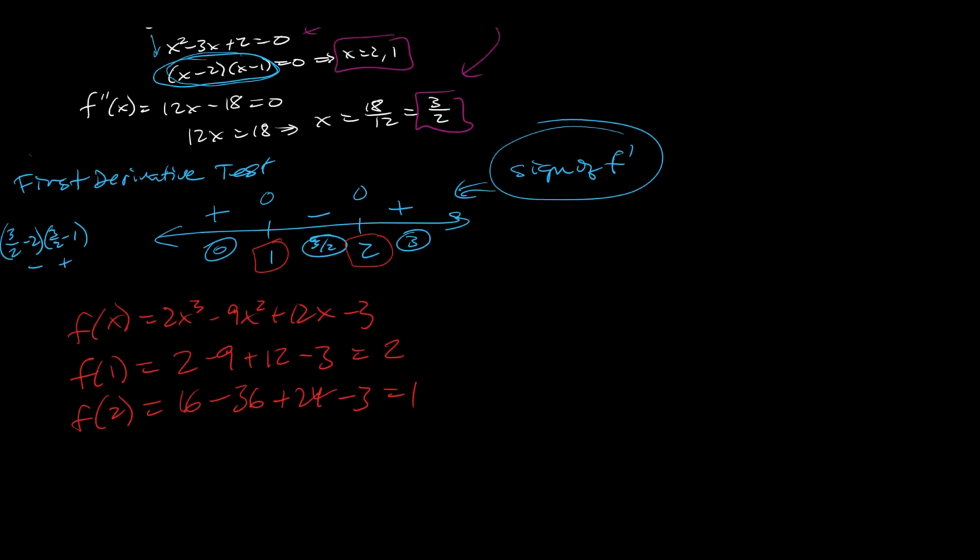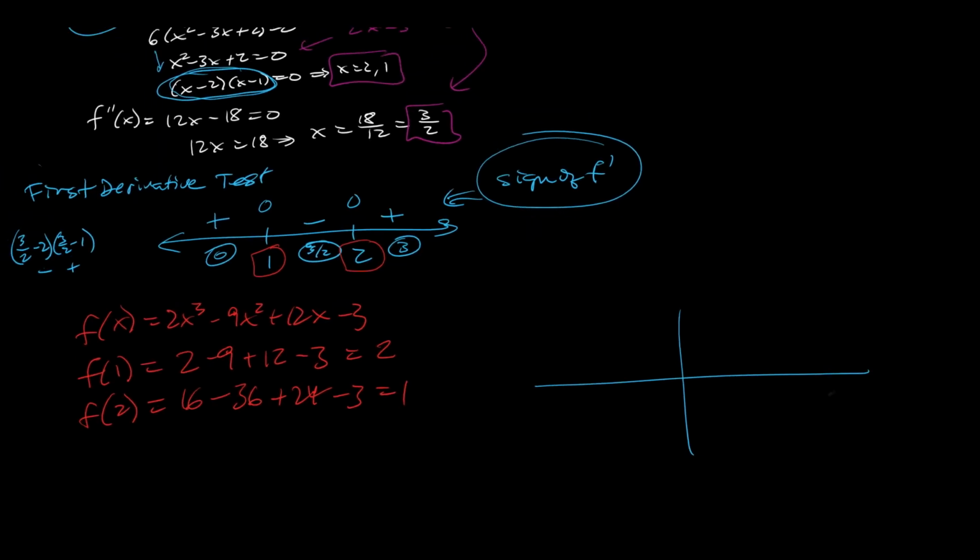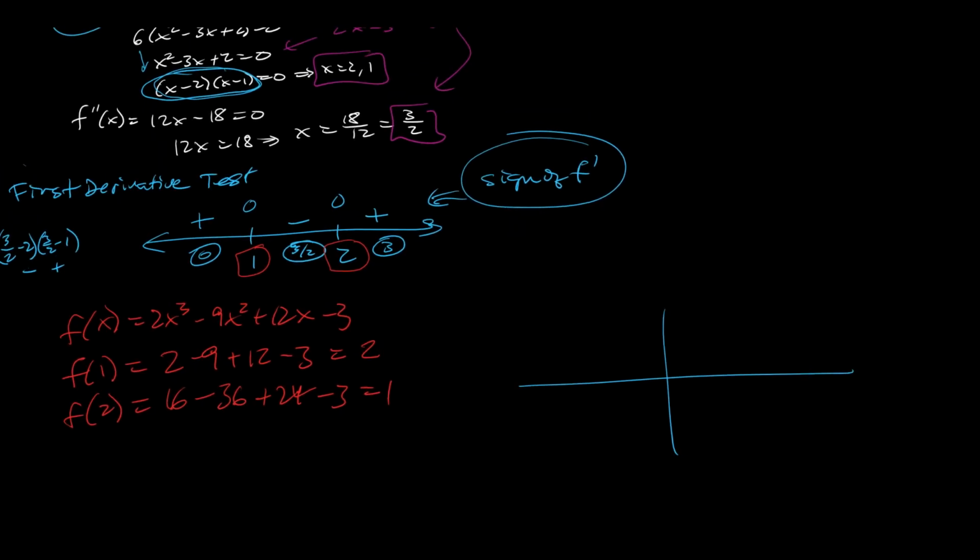So what I want to do now is graph this thing. I'm just going to start sketching it. At 1, we get the value of 2, so it's here. And then at 2, we get the value of 1. This is not to scale. So it does that. And then somewhere in the middle, 3/2, there's something going on there. All right, so there's 3/2 right there.